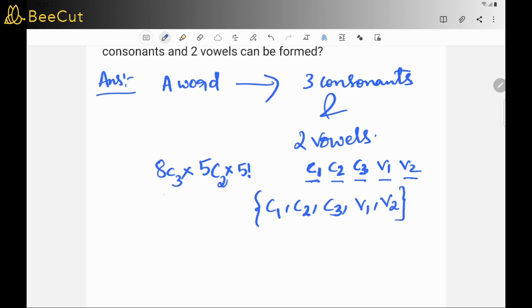So many students simply select and then they leave. After selecting we have to check whether they can arrange among themselves, and we also need to arrange so that a complete word can be formed. So that is why we need to multiply this 8C3 into 5C2 with 5 factorial, because they can arrange themselves among themselves in 5 factorial ways.